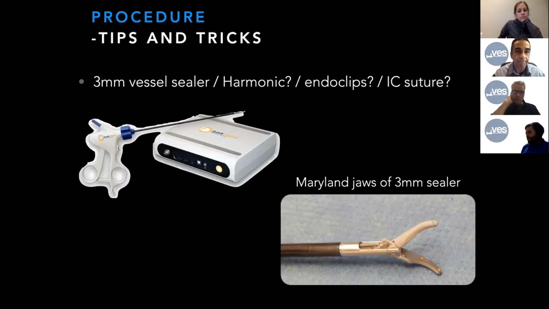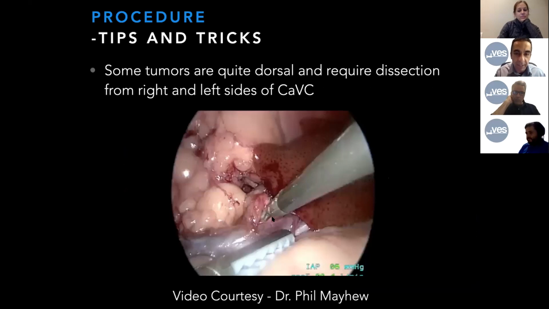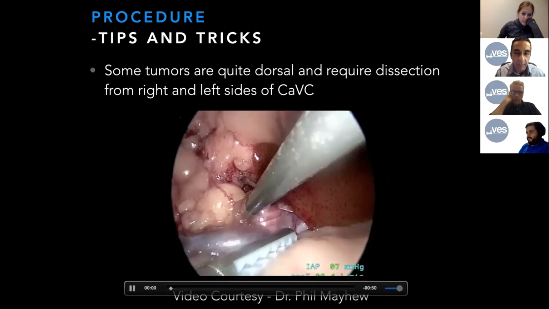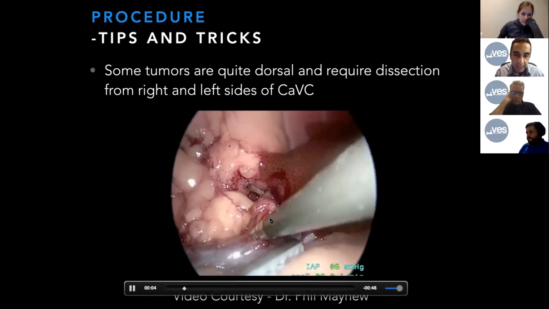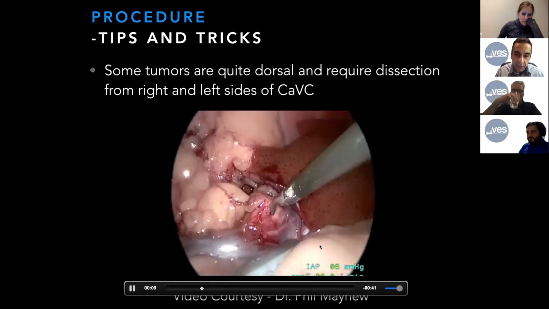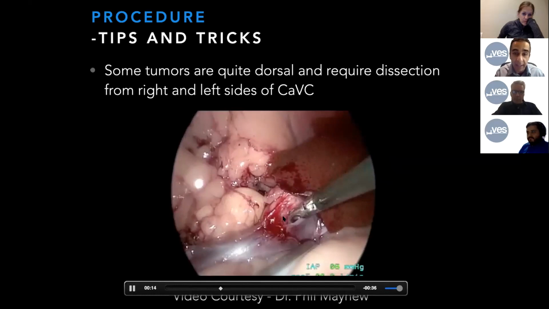And then this is another point. It's one of my last points. This is a video from the OG himself. This is from Dr. Mayhew, and it's a really impressive video. One thing to note is that some of these tumors can be very, very dorsal, and you may need to dissect on either side of that cava. So it's a right-sided tumor, but dissection may need to occur from the left side as well, just to free this up, because in cats, they can be located in quite a dorsal area.